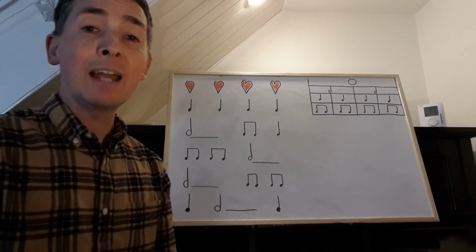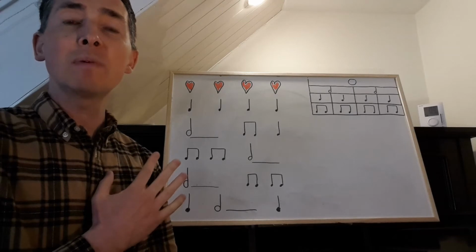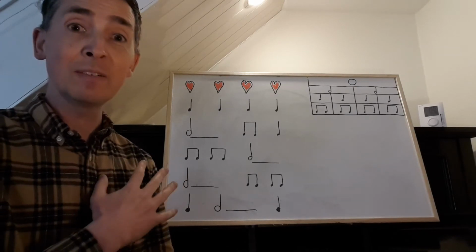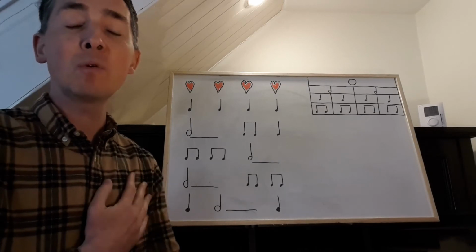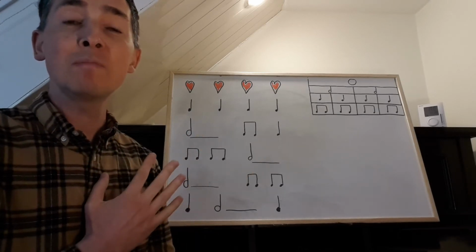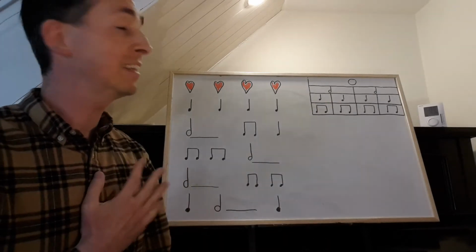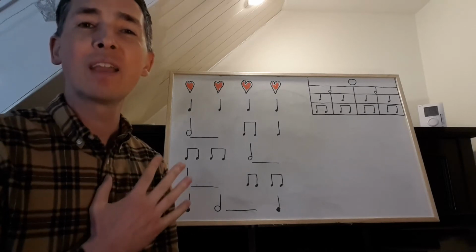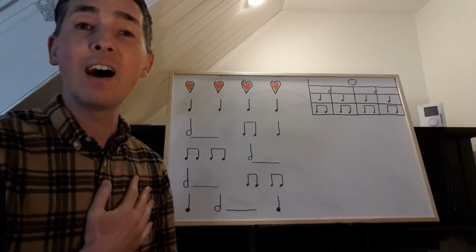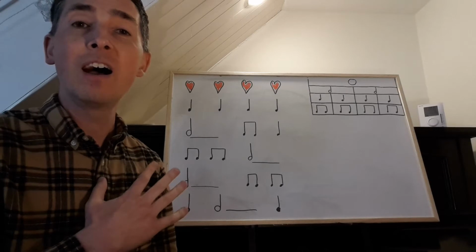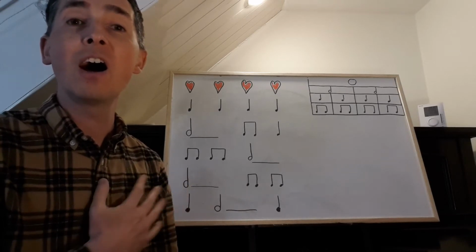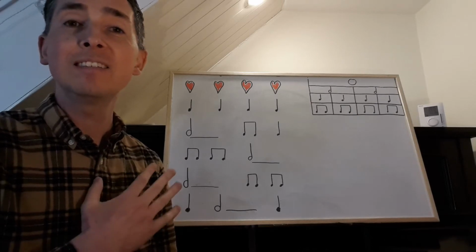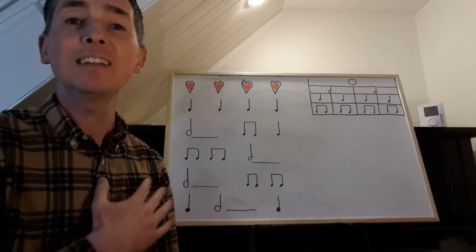Let's try the same thing again, but this time let's keep a steady heartbeat so that we're internalising the pulse here with our hand on our heart, but with our mouths we're saying the rhythm and the patterns that the notes make at the top. Here we go. 1, 2, 3, 4. Ta, ah, ah, ah. Ta, ah, ta, ah. Ta, ta, ta, ta. T, T, T, T, T, T, T, T.